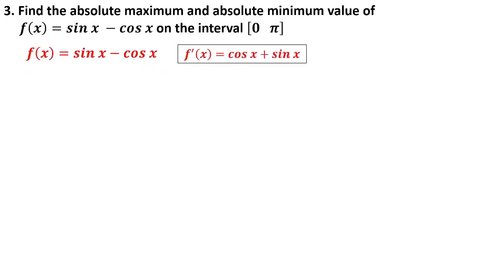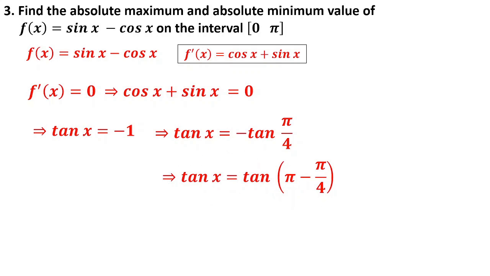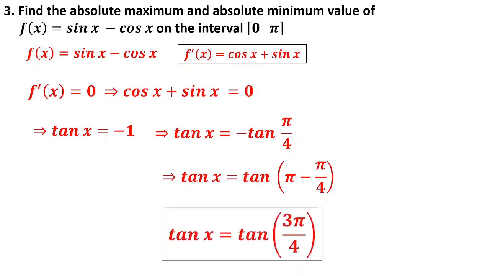Now, these types of questions are very important, problems involving trigonometry. Find the absolute maximum and absolute minimum of f of x is equal to sin x minus cos x in the interval 0 to pi. Take f dash of x now. It is cos x plus sin x, equal to 0. You will get tan x is equal to minus 1. Therefore, tan x is equal to minus tan pi by 4, but the minus is to be adjusted by writing it as tan of pi minus pi by 4. Therefore, the answer is pi minus pi by 4, which is 3 pi by 4. Therefore, tan x is equal to tan 3 pi by 4.